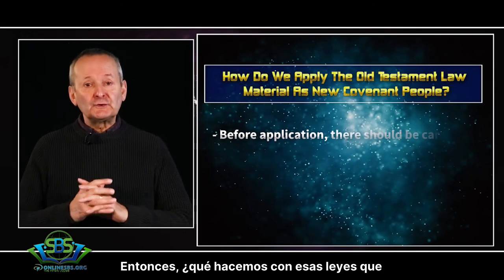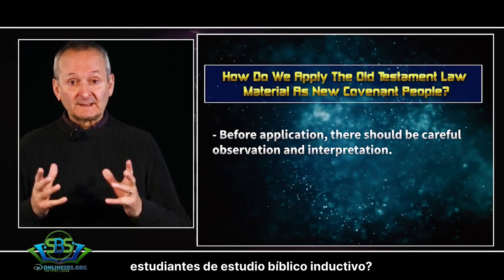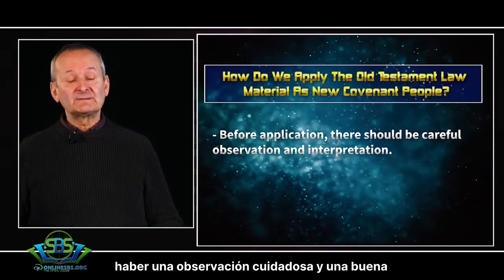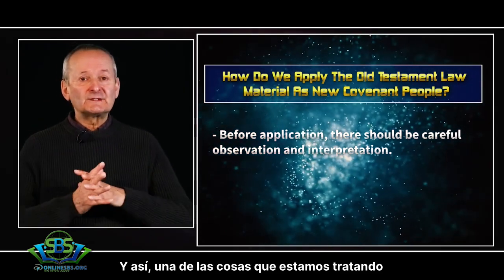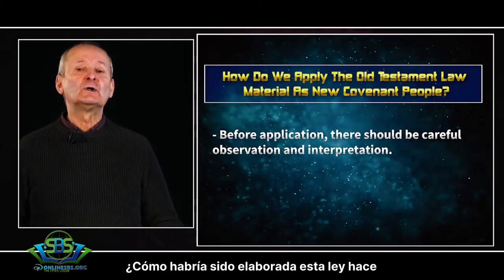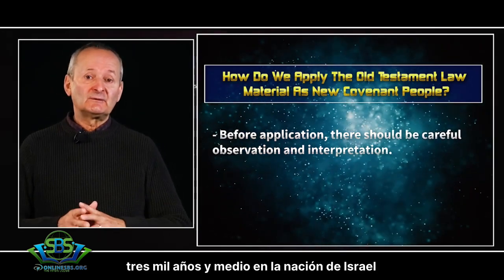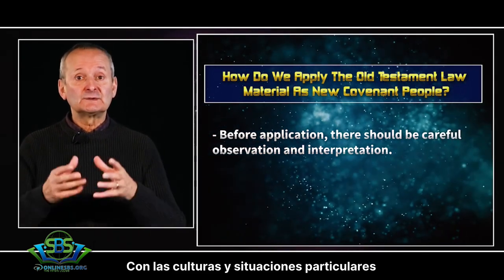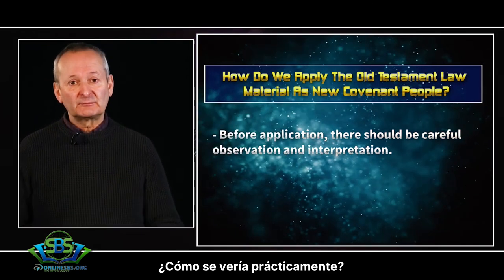So, what do we do with those laws that are not restated in the New? Well, as inductive Bible study students, you know that before application, there needs to be careful observation and good interpretation. And so one of the things we're trying to do is ask the question, how would this law have been worked out 3,500 years ago in the nation of Israel, in the ancient Near East, with the particular cultures and situation they find themselves in? What would it look like very practically?